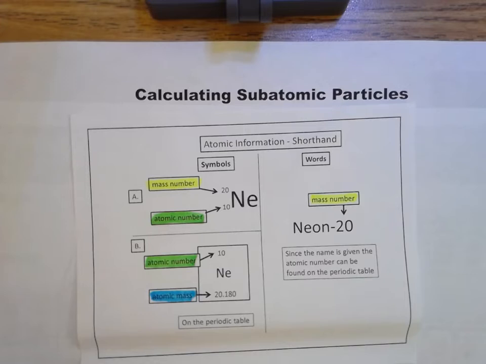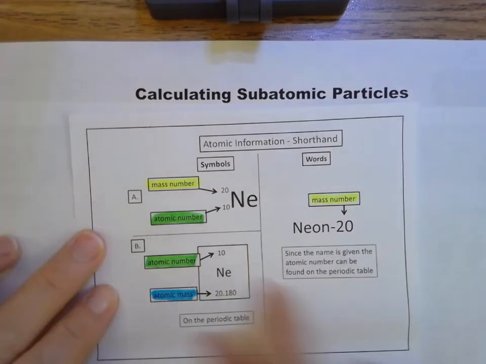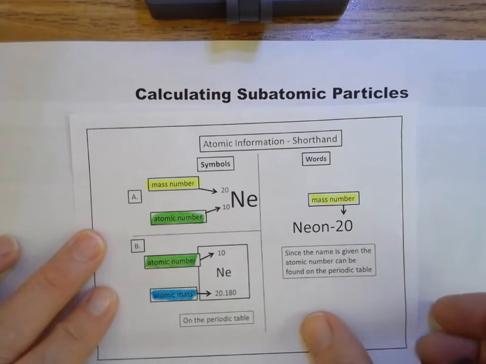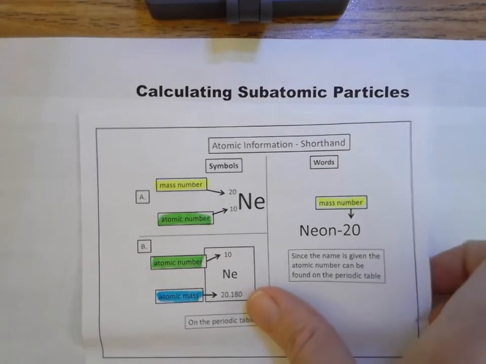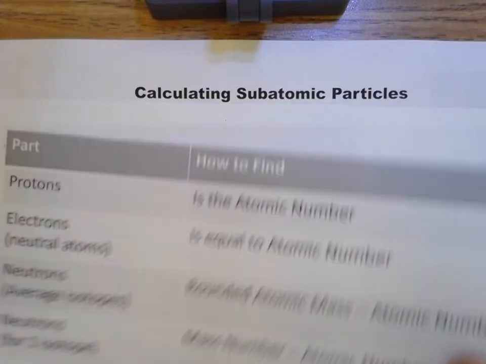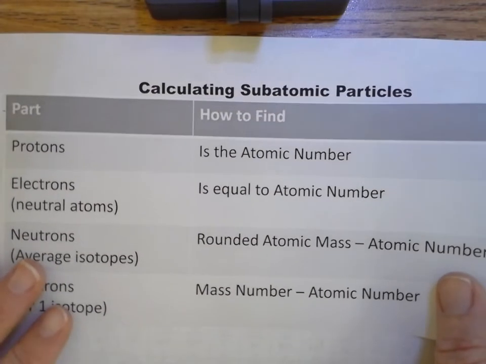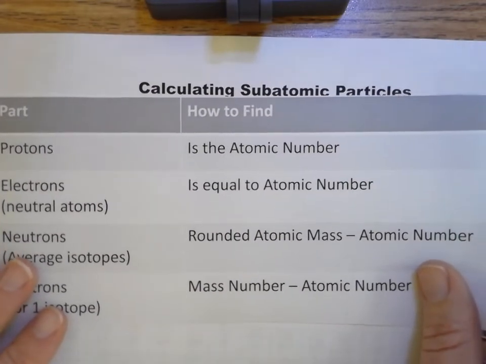So these three vocabulary words, mass number, atomic number, and atomic mass, are different from each other, and we use them in order to calculate the subatomic particles. We're going to use this as well as the periodic table and some other information. I'm going to set this aside. This you also have in your notebook. So we're going to go over this really quickly. It's using those vocabulary words.